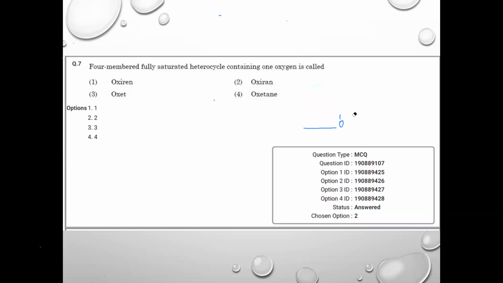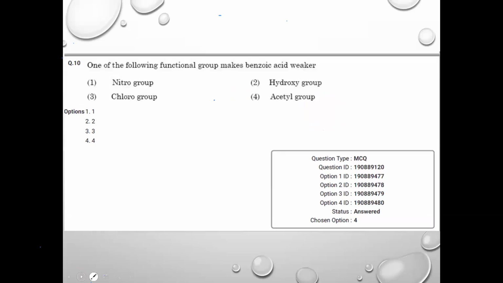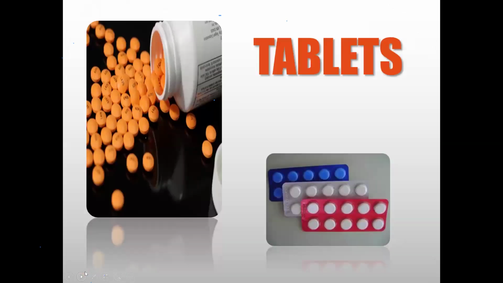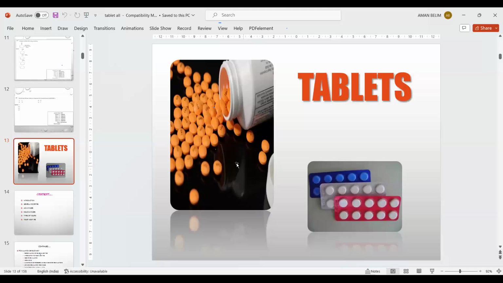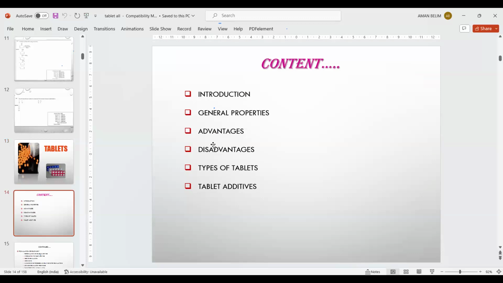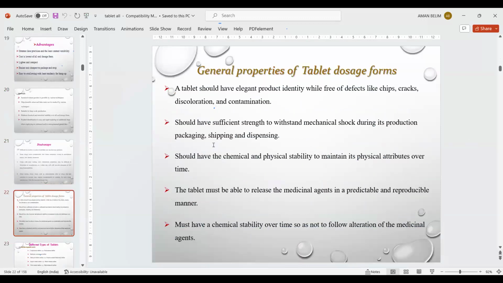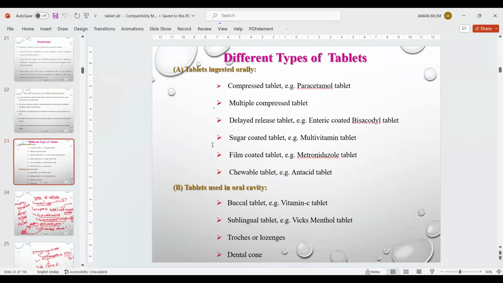So now we'll move towards the tablet chapter. So, what do you mean by tablets? What is the basic definition of tablets? We'll cover the important parts of the tablet chapter, which are most important, from the portion where the questions come, right?